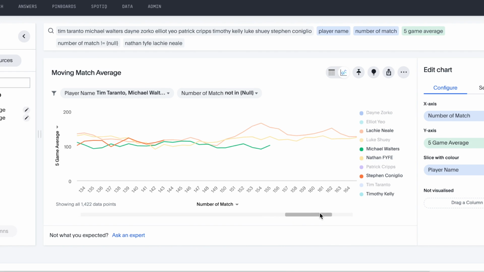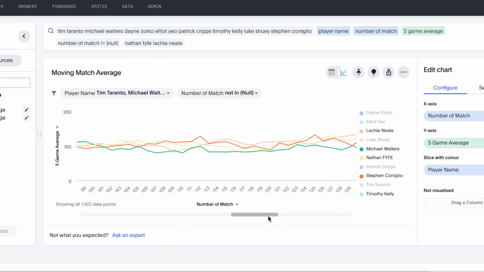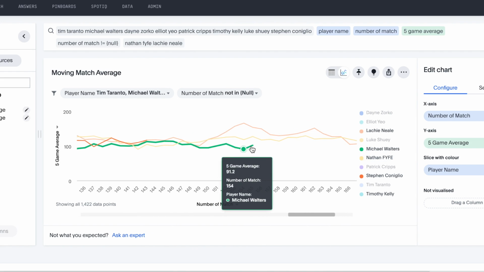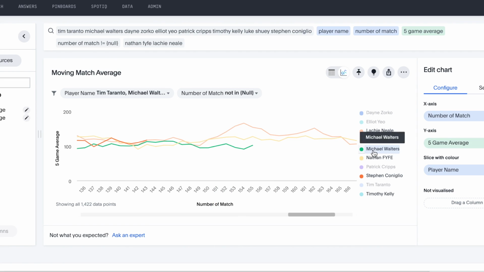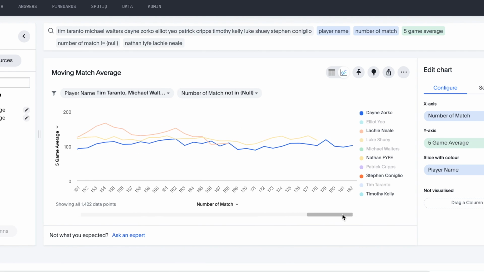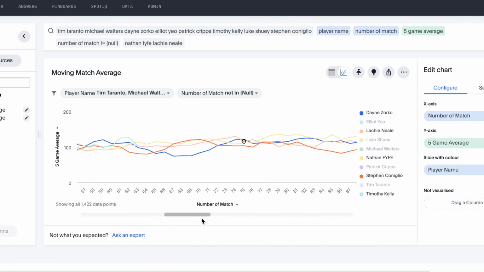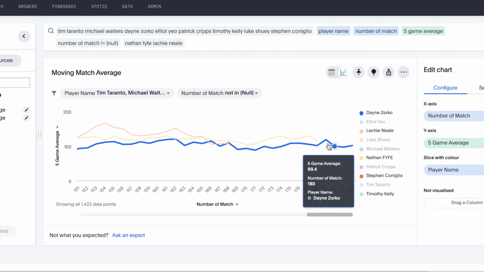Michael Walters. Again, slightly lower than the other players. Is he going to get better, or is he at his ceiling? Probably, in my mind, sort of at that ceiling. So Dane Zorko's the other one. Let's have a look at Zorko. So again, played a lot of footy, very, very consistent. This is probably his ceiling.